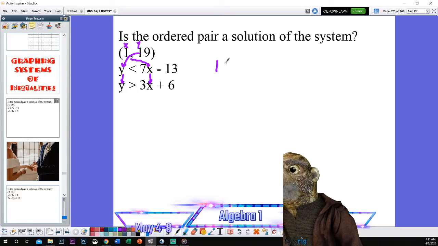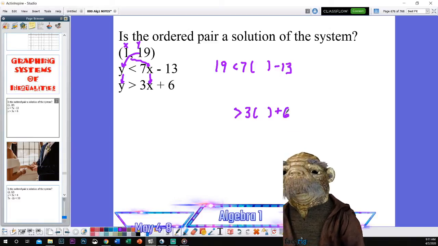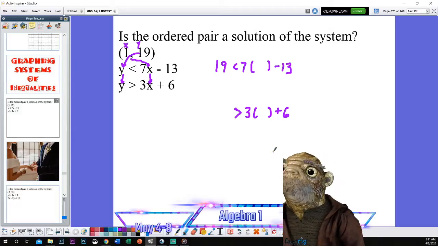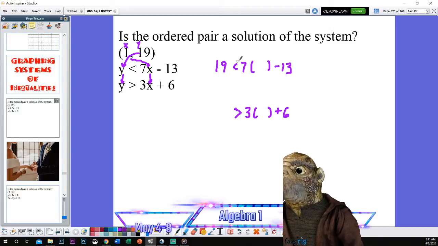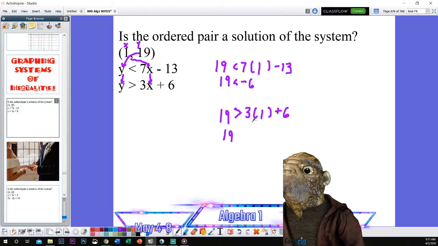Alright, so normally I just write this with blanks first: 3 blank plus 6. Alright, so I normally do that first. Then I go ahead and fill in the numbers. There's my 1s and my 19s. So in my calculator or in my brain, I'm going to do 7 times 1 minus 13. That gave me -6. Here in my calculator or in my brain, I'm going to do 3 times 1 is 3 plus 6 is 9.